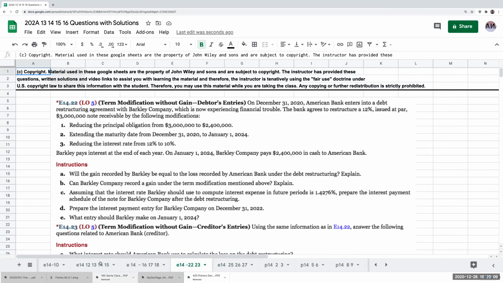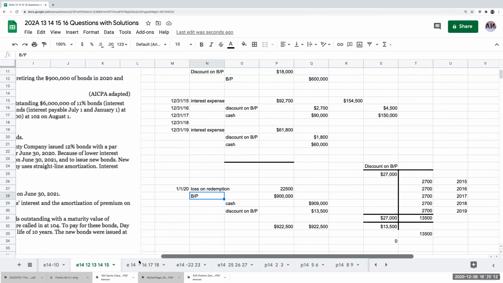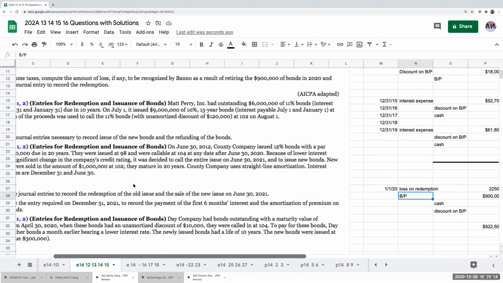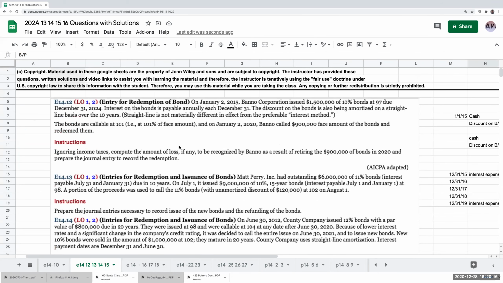Okay, let's go back and take a look at the problem. Ignoring income taxes, what amount will be recognized in 2020, and prepare the journal entry to record the redemption. Just to make sure, I'm basically not going to look at the answers. I'm pretty sure that's right.